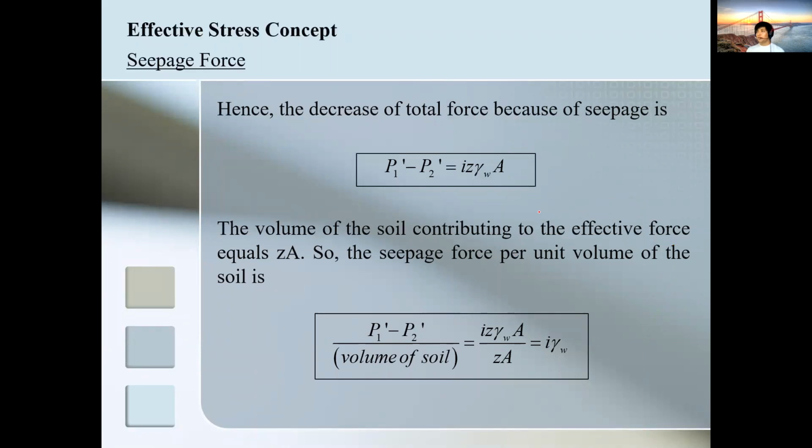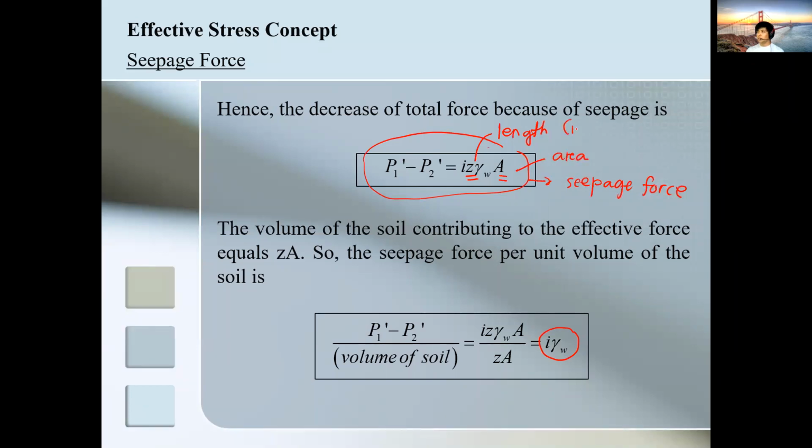Okay, so the decrease of total force because of seepage is this one. So meaning i times gamma water times A is just the seepage force. So seepage force per unit volume is this one. Multiply by Z and A, because this one is the length of the soil, and this one is the area, the cross-sectional area.